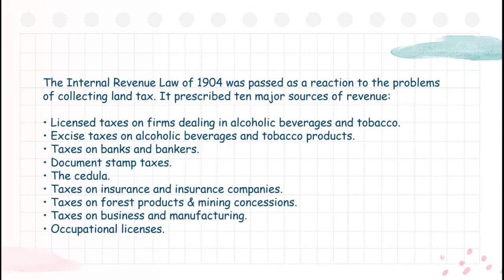In response to the problems presented in the previous slide, there was a law that was passed, and this was the Internal Revenue Law of 1904. It was passed as a reaction to the problems of collecting land tax. It prescribed 10 major sources of revenue. The following are the 10 major sources of revenue.